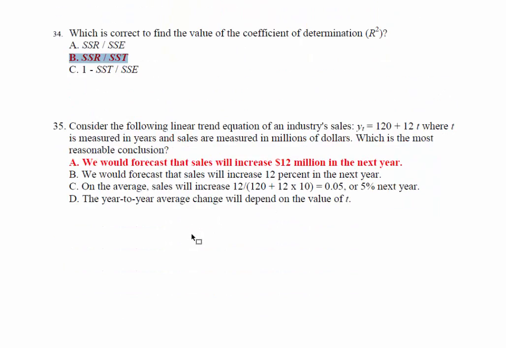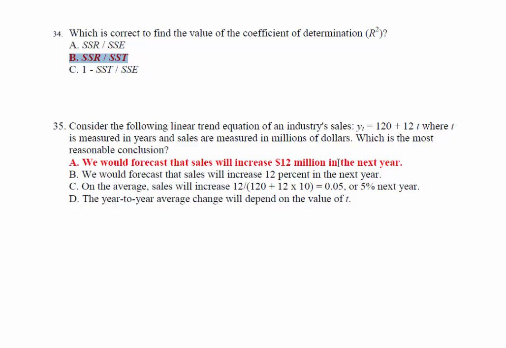The next question, last question, I believe. It is the last question. Consider the following linear trend equation of an industry's sales: Y equals 120 plus 12 times T, where T is measured in years and sales are measured in millions of dollars. Which is the most reasonable conclusion? A, we would forecast that sales will increase by $12 million next year. Yeah, this is the correct answer.